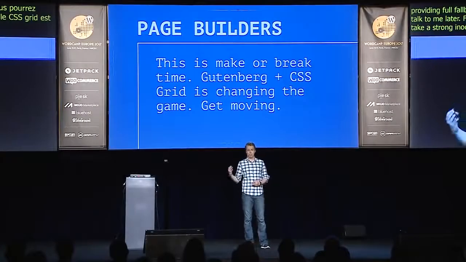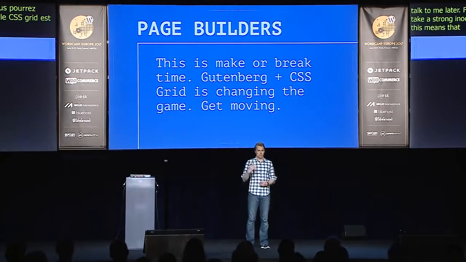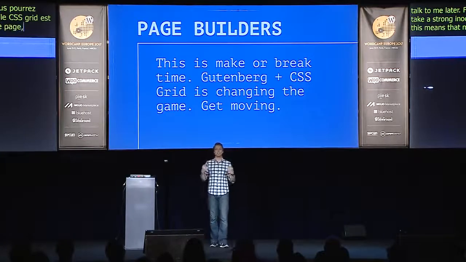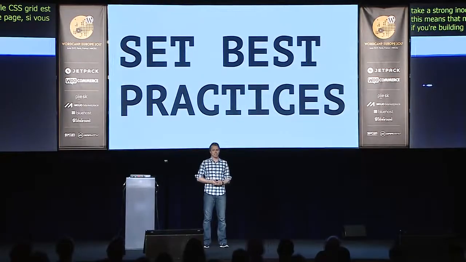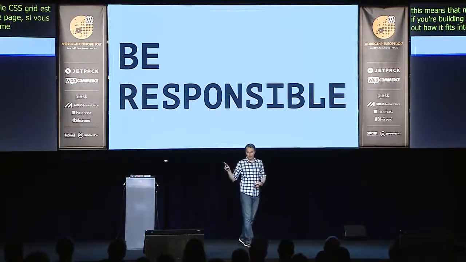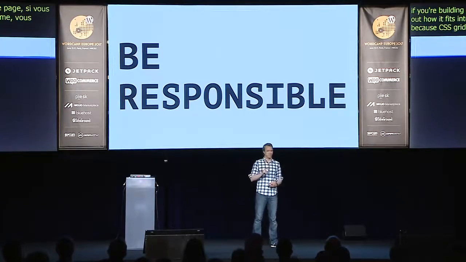Page builders, this is make or break time. CSS Grid plus Gutenberg and WordPress means that most of what page builders does will be handled inside WordPress itself. So if you're building a page builder, you need to get on top of the spec and figure out how it fits into your business model. Set best practices. Be responsible, because CSS Grid allows you to mess around with the structure order of your content and can make sites really inaccessible. So don't do that, but use it for good.